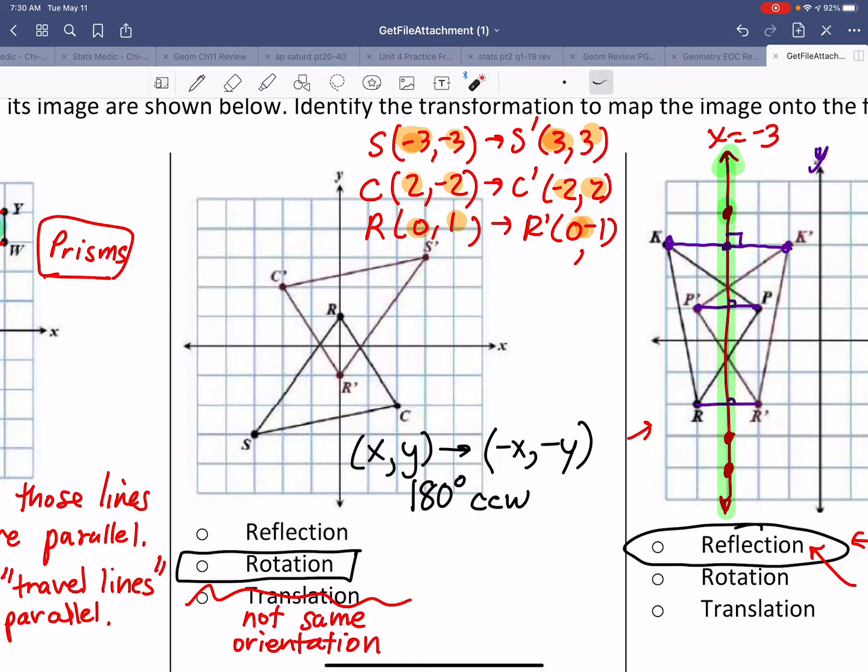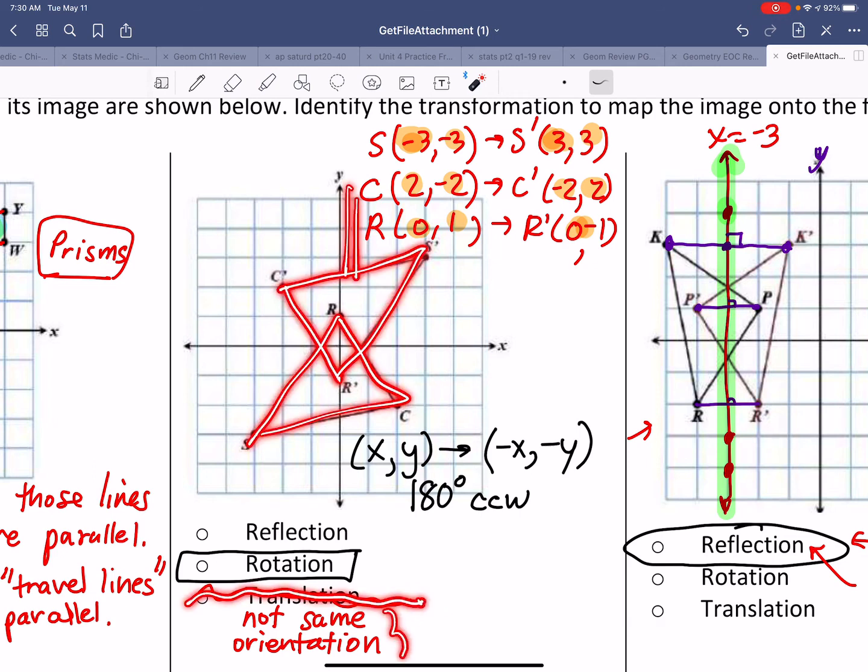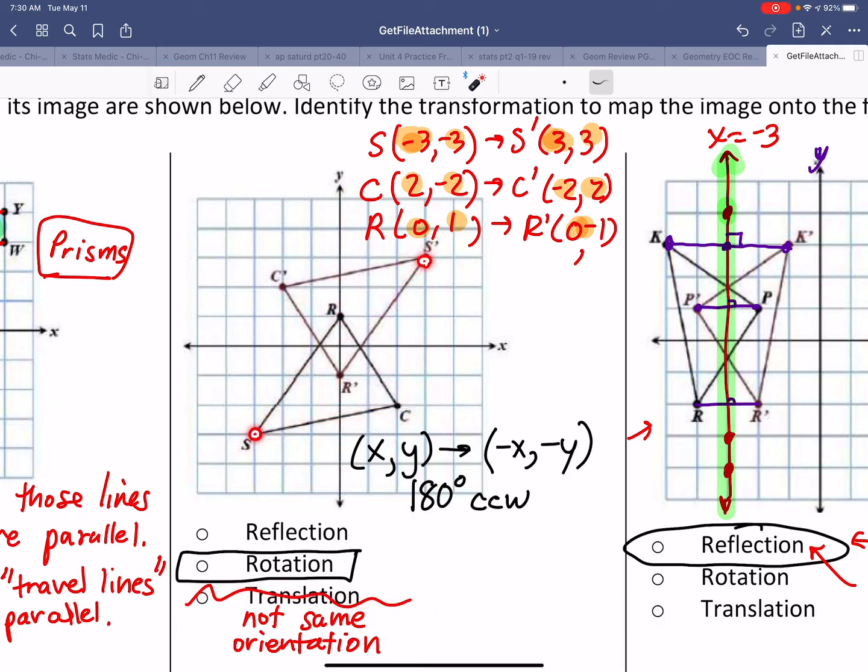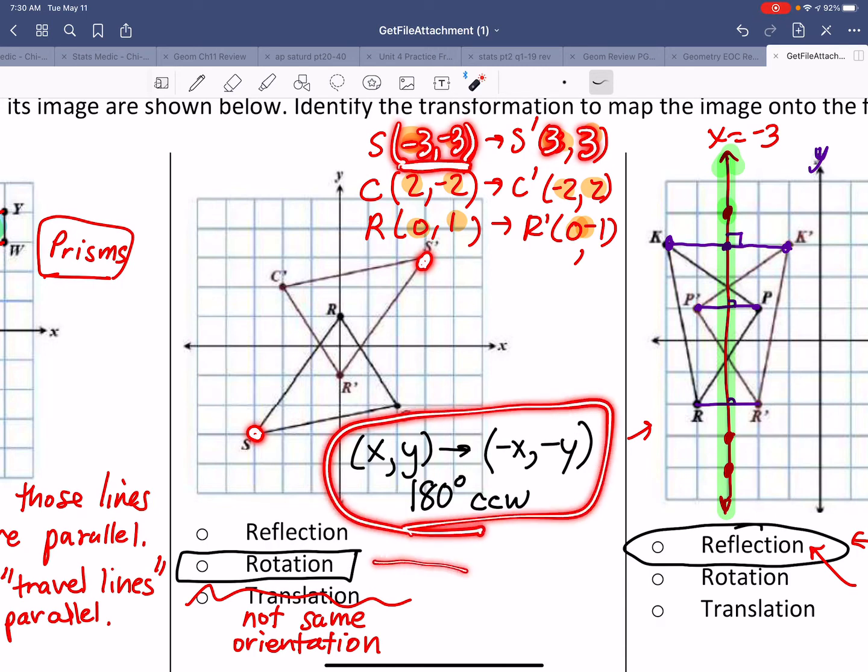We noticed the opposite of last time. See how if this was an arrowhead, it's pointed down, and now it's pointed up. So that's how we know it's not translation, because it's not the same orientation. We can also look at the coordinates. If we read off coordinate S, we have -3, -3. And if we read coordinate S prime, we have +3, +3. Notice this looks like the 180 rotation that we've got there.